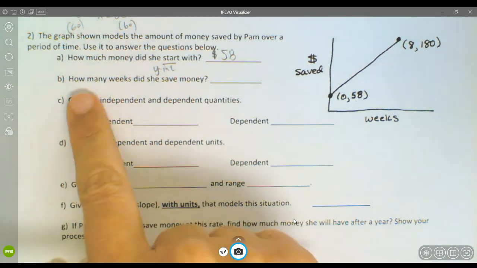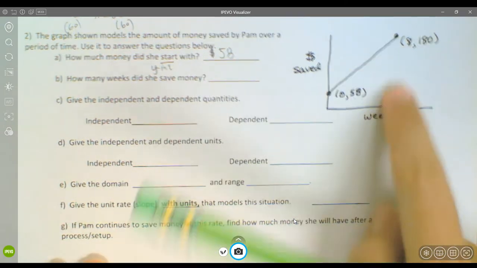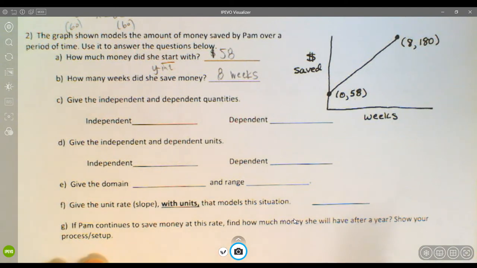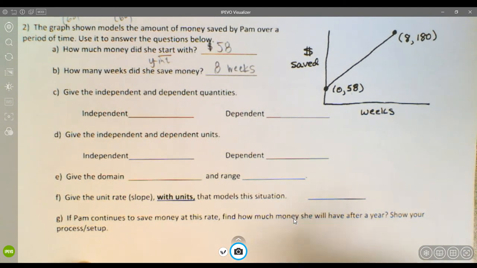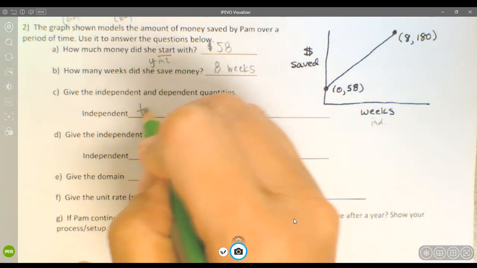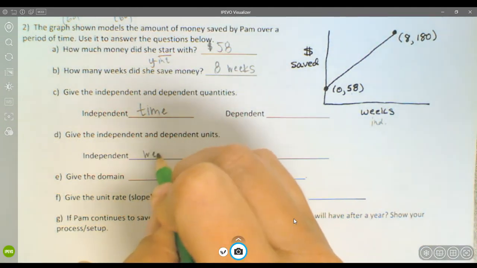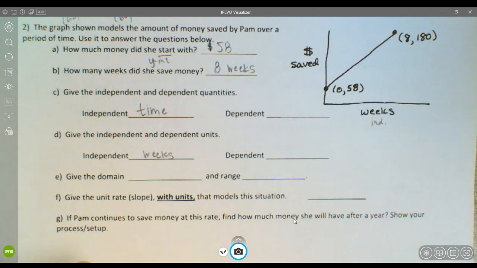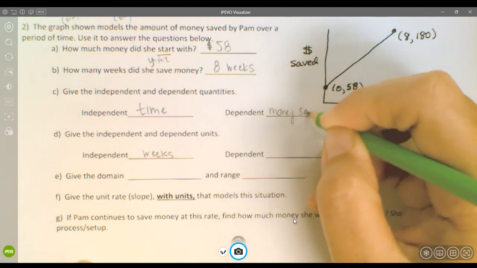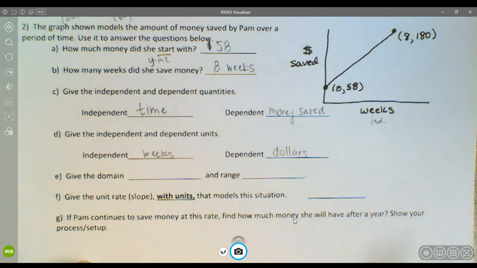I mean, daggum. How many weeks did she save money? Well, weeks are here. The weeks go from 0 to 8. So 8 weeks. Give the independent and dependent quantities, and then let's go ahead and do their units. So remember, independent is here. So time is independent, and we measure this in weeks. My dependent quantity is money saved, and it is measured in dollars.